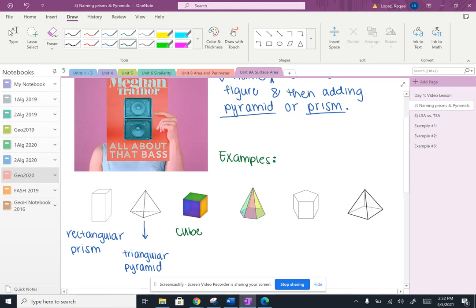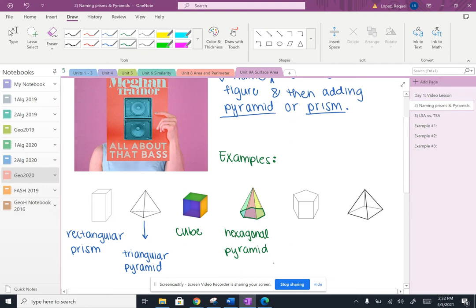Okay, this next figure right here, let's figure out what our base is. So I've got 1, 2, 3, 4, 5, 6. So it's 6 sides. So this is going to be a hexagonal. And do you think it's going to be prism or pyramid? If you said pyramid, you're absolutely right. This is a hexagonal pyramid.